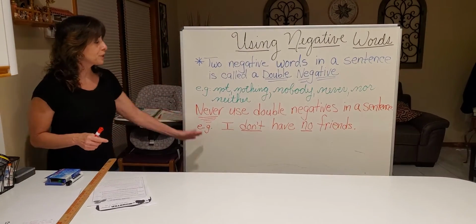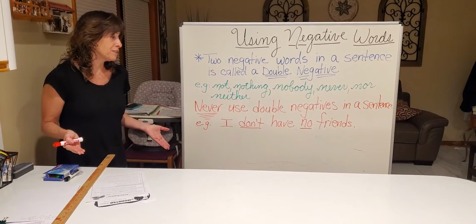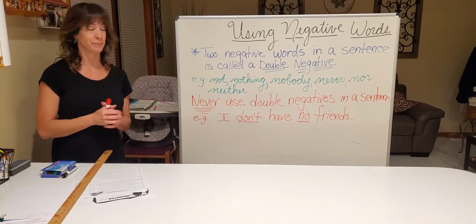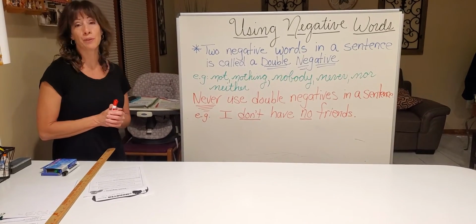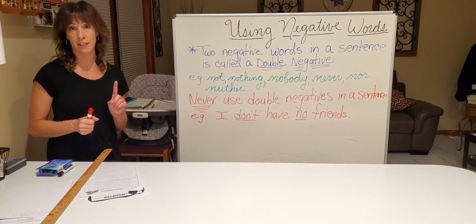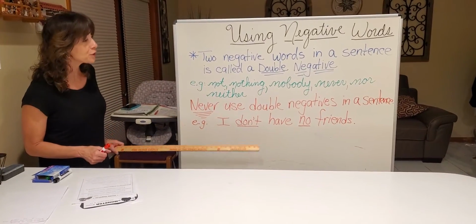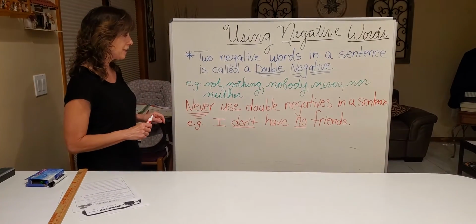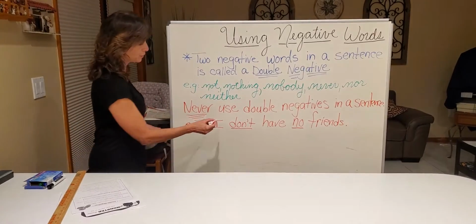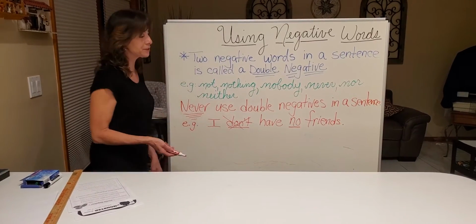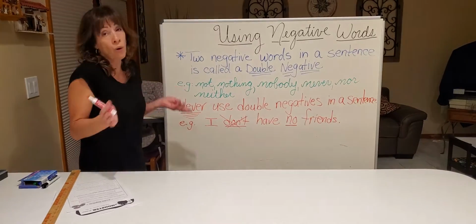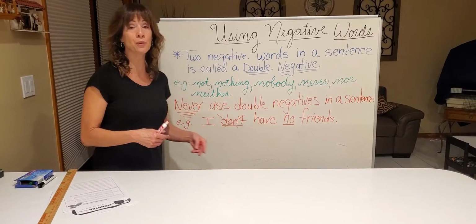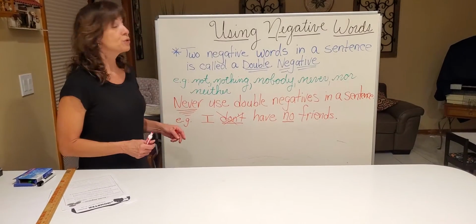So how do we correct this sentence so that we don't have two negative words and we can still say the idea we're trying to communicate? Well, you're right if you thought we need to only have one negative word. So how can we do that? Instead of I don't have no friends, we could write one of two things. We could remove don't and just simply say I have no friends. Or we could say I don't have any friends, because see, the word any is not a negative word. So we could use it then.